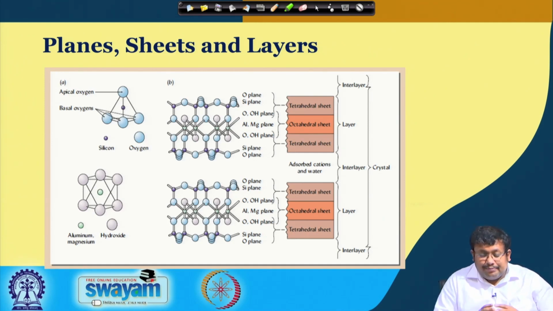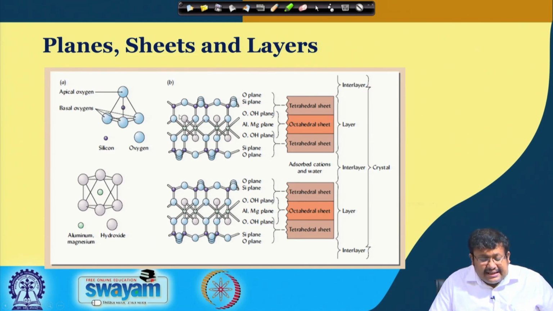As you can see, this is a 2:1 type of clay mineral. Why is it called a 2:1 type of clay mineral? Basically because you see that there is one octahedral sheet which is sandwiched between two tetrahedral sheets. That is why it is known as the 2:1 type of structure. Now, in the 2:1 type of structure, let us see how they are joined together.